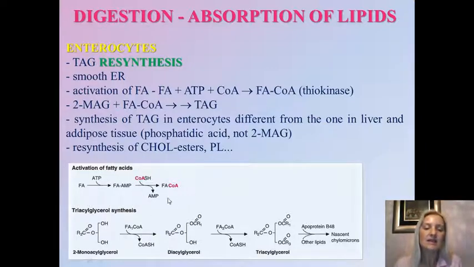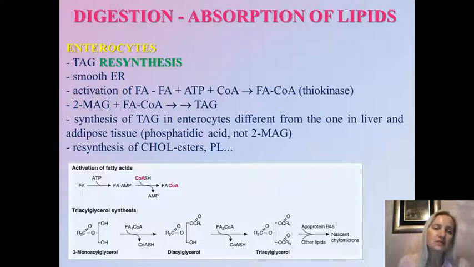Thus activated fatty acid coenzyme A may now undergo reaction with 2-monoacylglycerol to give diacylglycerol first, and then a third fatty acid coenzyme A can be incorporated to give resynthesized 3-acylglycerols. Notice, and this is important to remember, that the resynthesis of 3-acylglycerols in enterocytes is different from the one taking place in liver and adipose tissue. Here we saw that the precursor for the resynthesis is 2-monoacylglycerol. In liver and adipose tissue it is going to be phosphatidic acid.